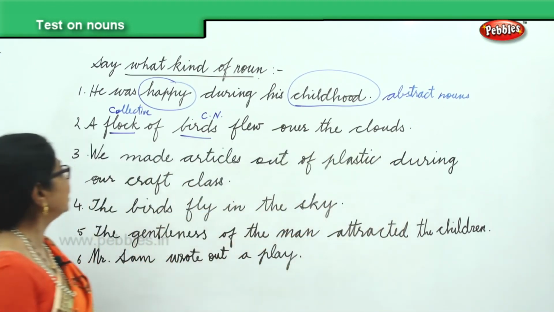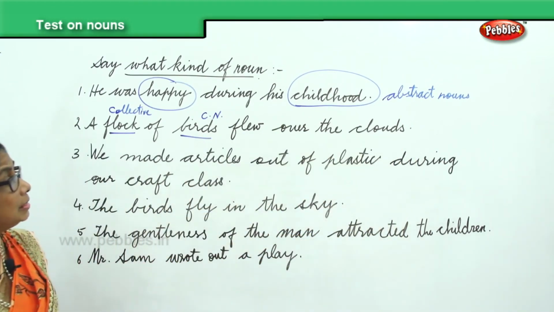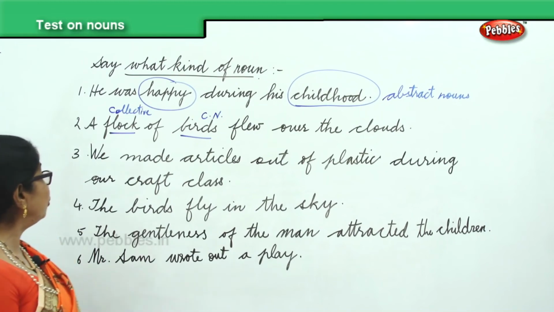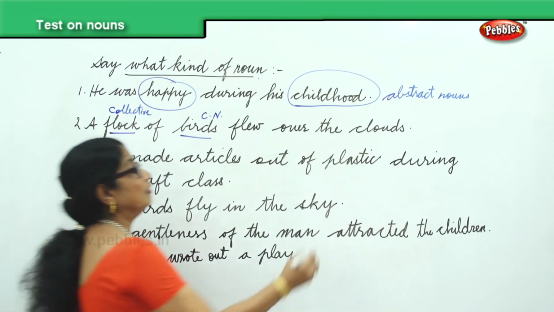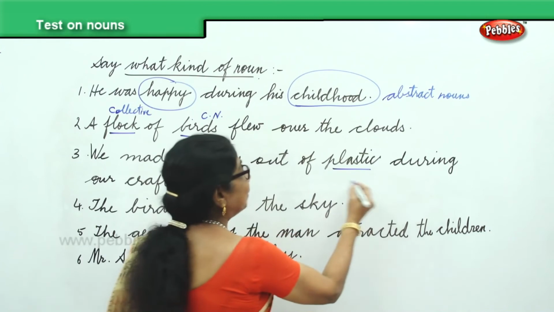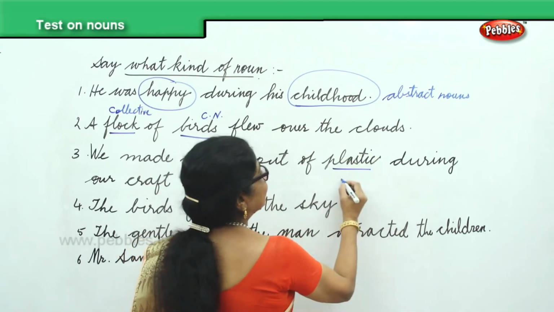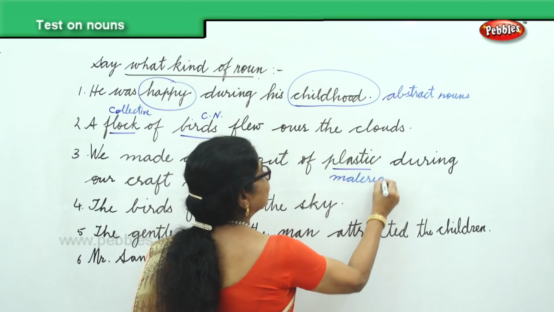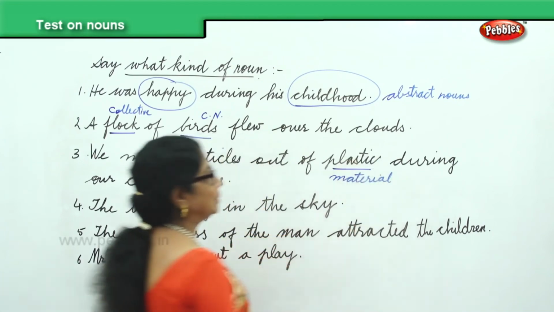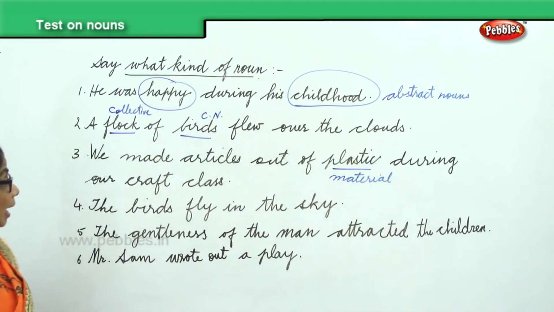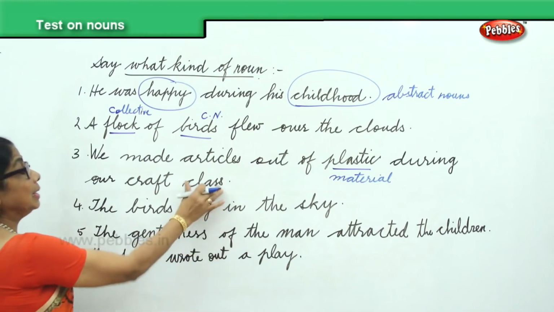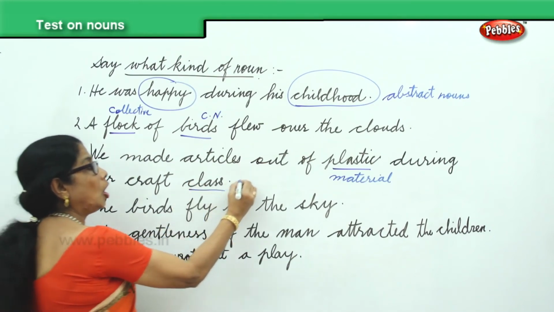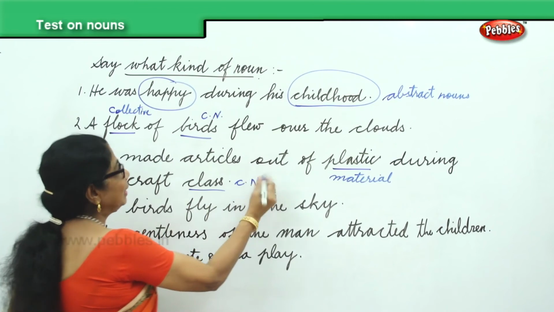Okay. Next, we made articles out of plastic during our craft class. When you say plastic, it's a material noun. This is a material. The material noun is plastic, but we also have here class. Any class. This is a common noun.